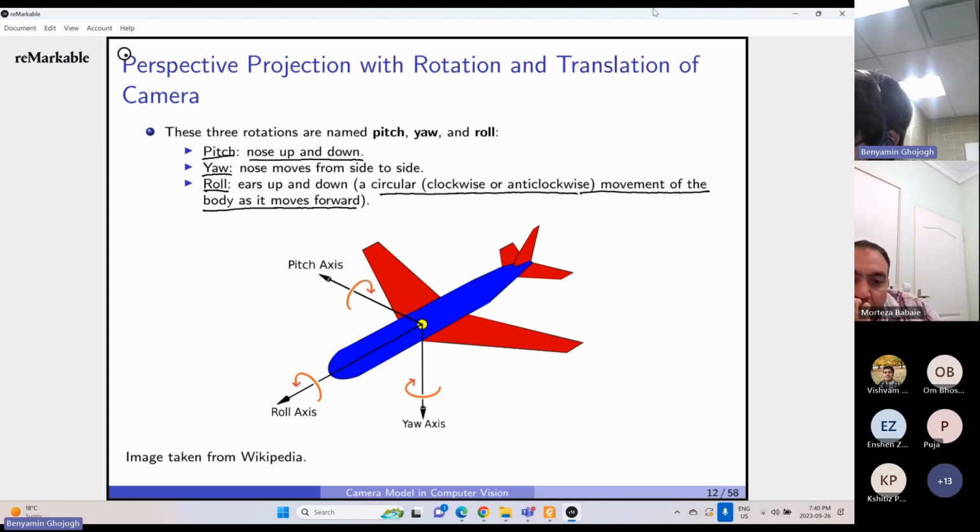Consider this. When the airplane goes like this, it's roll. If it goes like this, its nose goes up and down, I believe, yeah, it's pitch. Then it can also be rotated like this, exactly the way that I can rotate my chair. This is yaw.